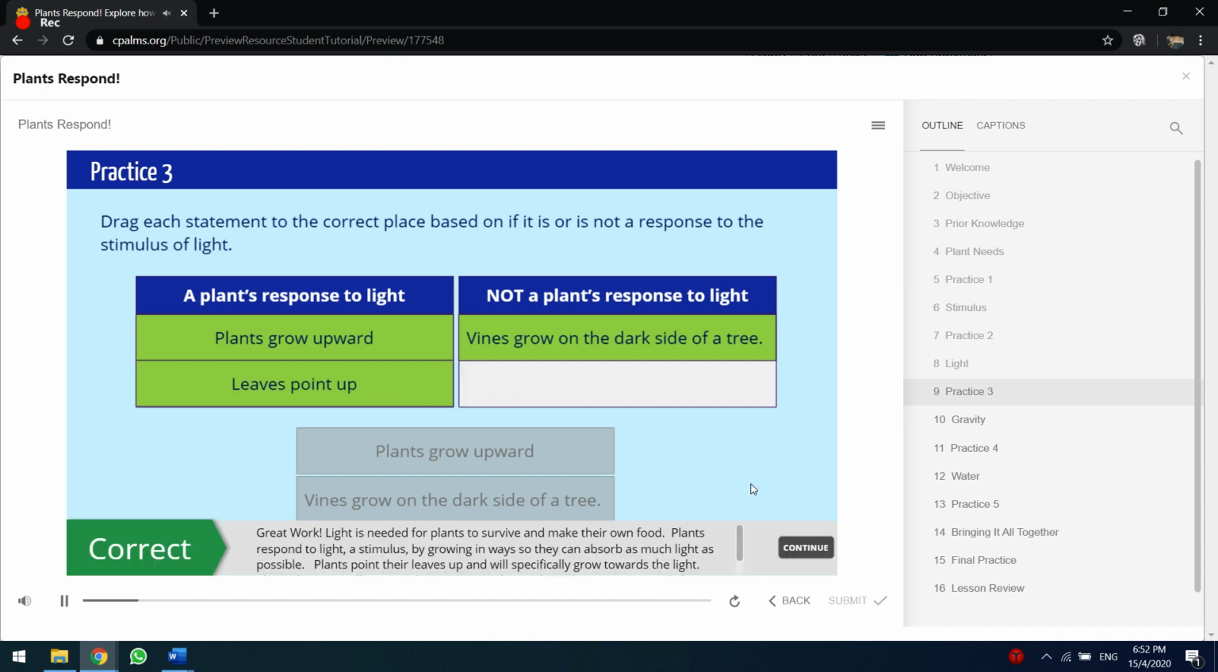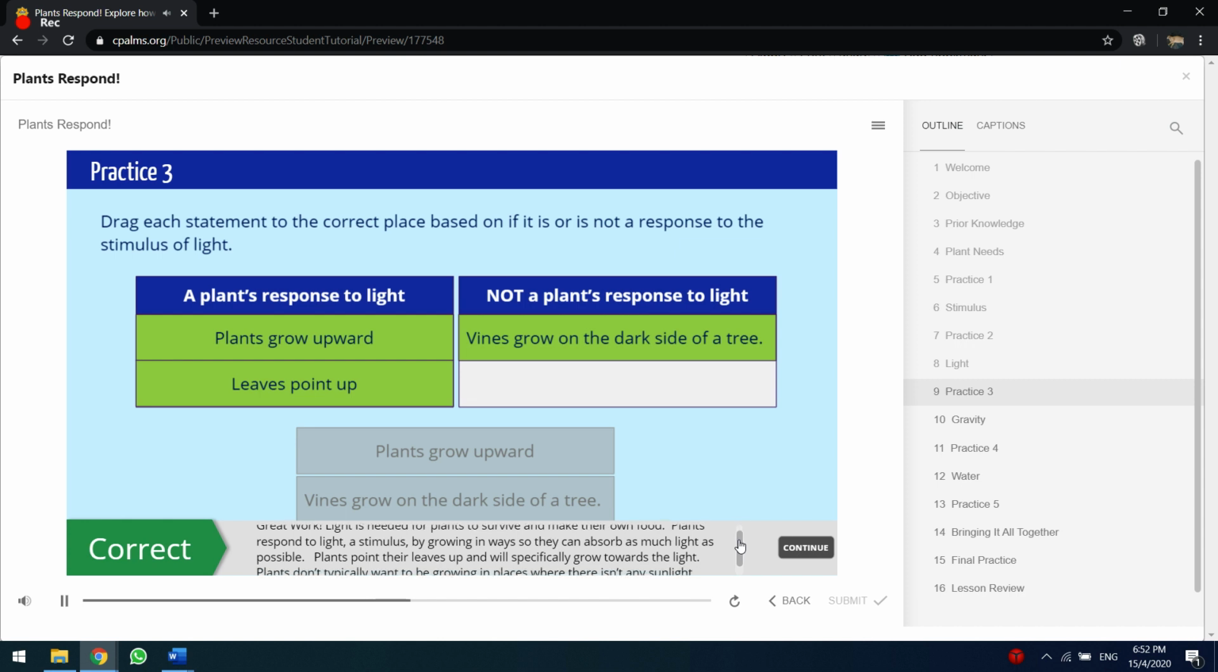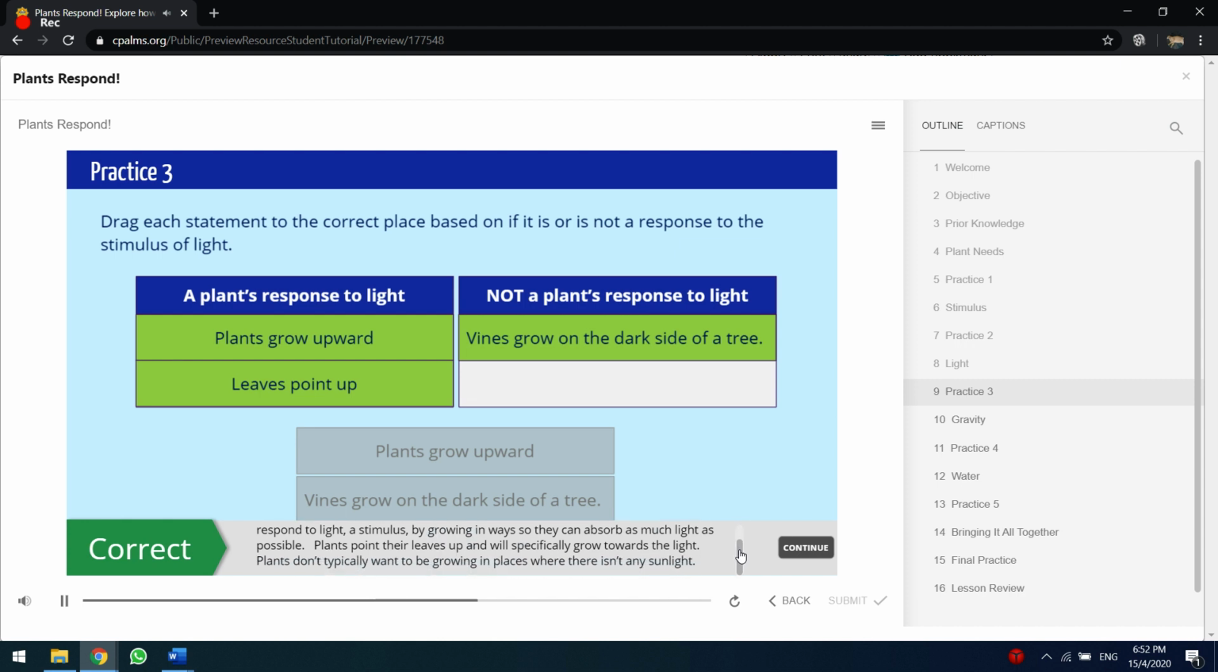Great work! Light is needed for plants to survive and make their own food. Plants respond to light, a stimulus, by growing in ways so they can absorb as much light as possible. Plants point their leaves up and will specifically grow towards the light. Plants don't typically want to be growing in places where there isn't any sunlight.